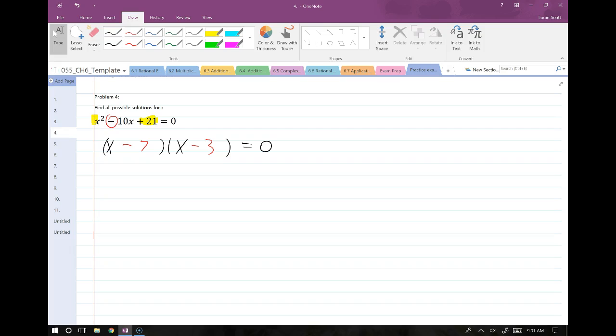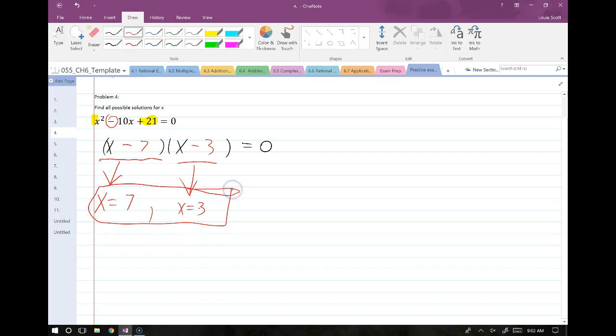All right, so now the final step of this is I need to take each of these factors and say what values of x would cause that factor to be 0. So for this first factor, x minus 7, if x were equal to a positive 7, then we'd have 0, and the whole equation would be true. So x equals 7 is a solution. Now this factor, if x were equal to a positive 3, then the whole equation would be 0 again, everything would be true, and everything would be lollipops and rainbows. So these are the two solutions to this problem.